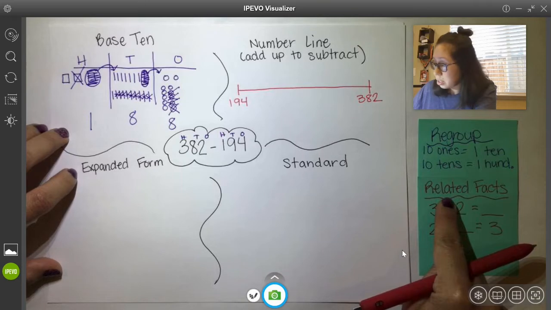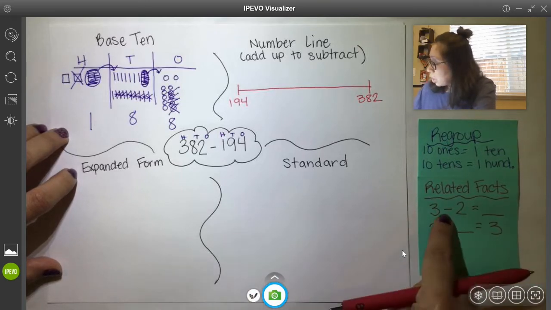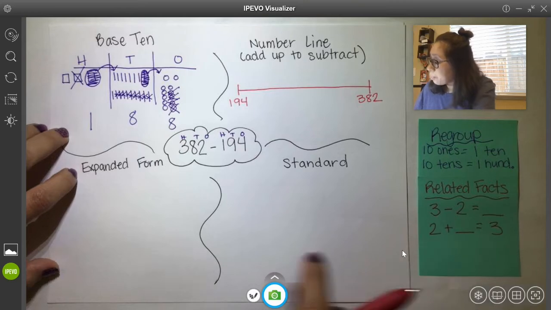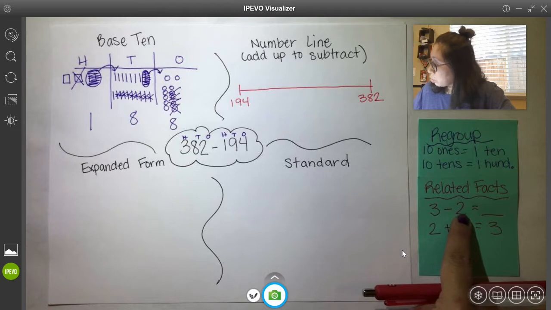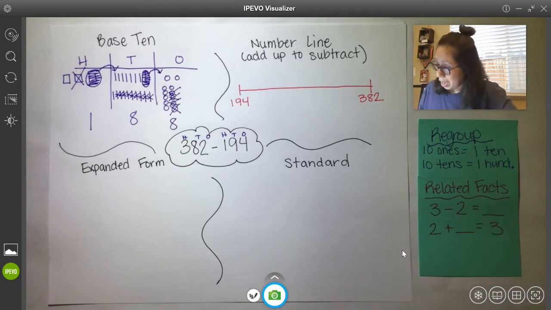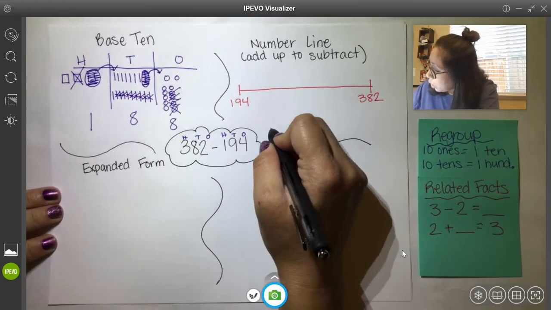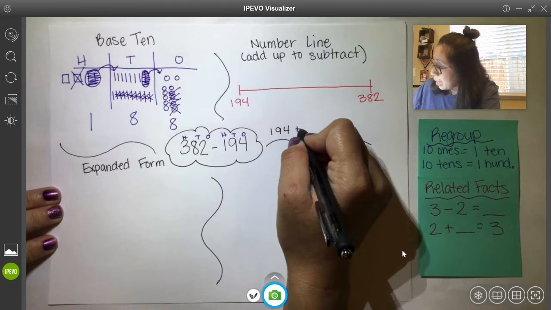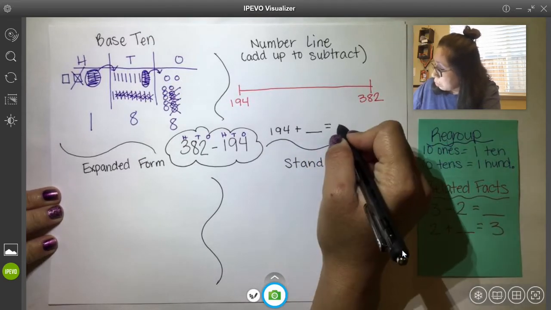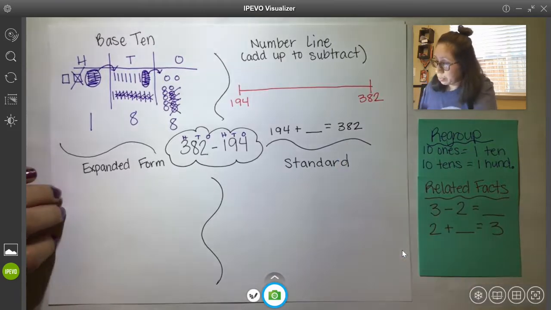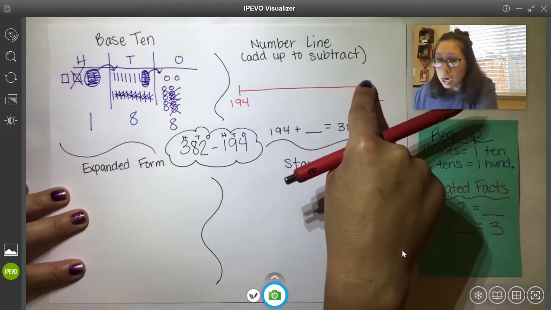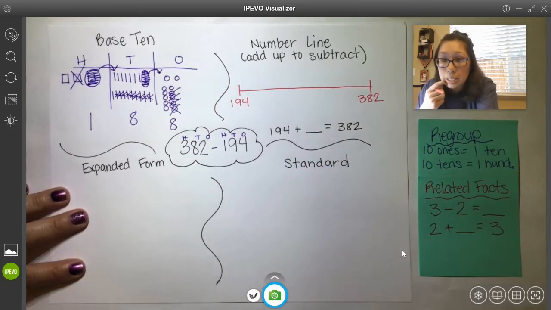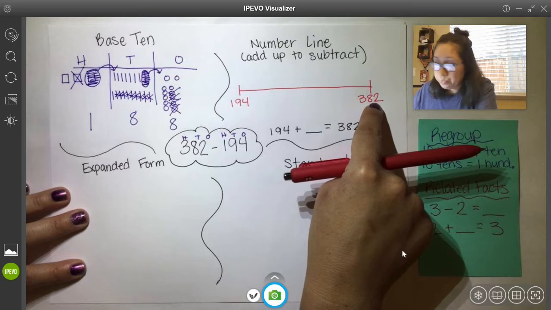The reason we do it this way is because we're going to use our related facts to help us add up to subtract. Well, if I look at how we use related facts, 382 minus 194 is going to be the same as 194 plus a missing number is equal to 382. Now to find that missing number, we are going to jump and skip on our number line to see how many jumps it takes to get to 382.